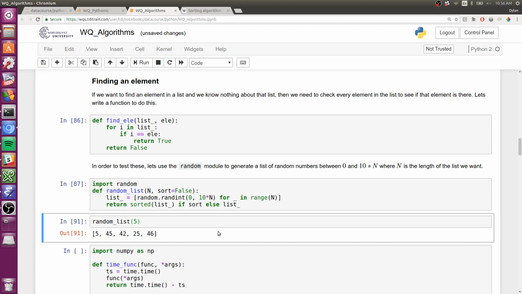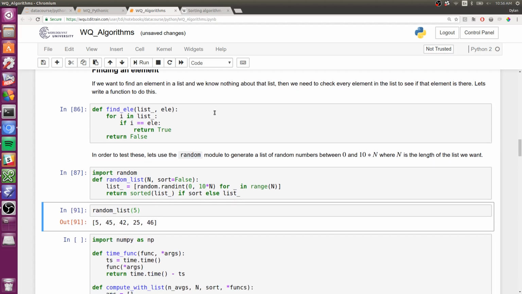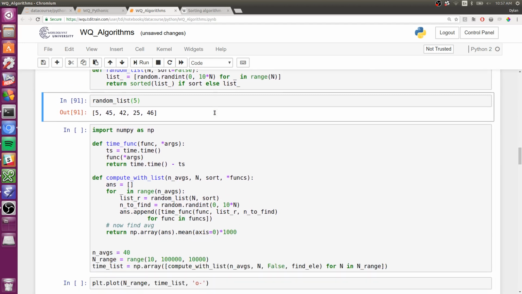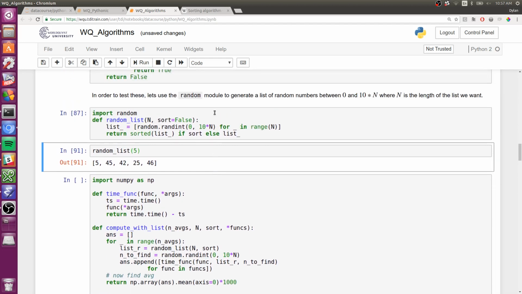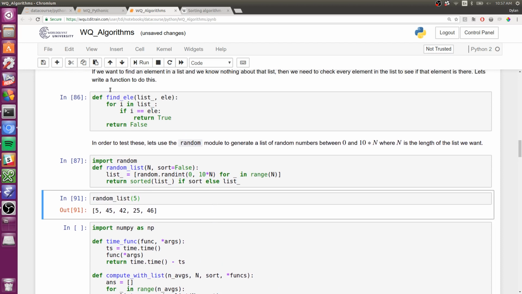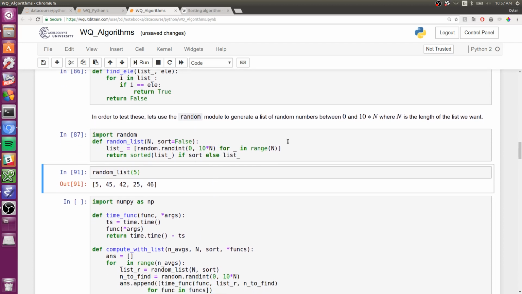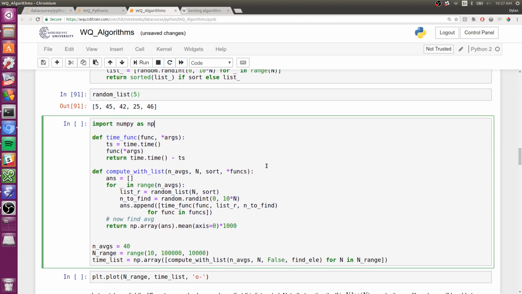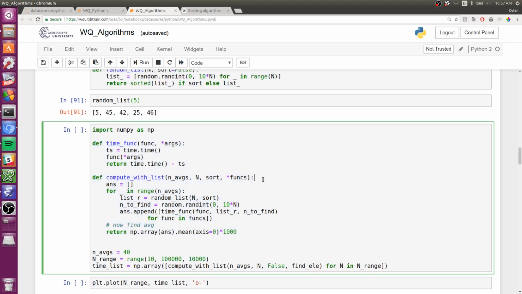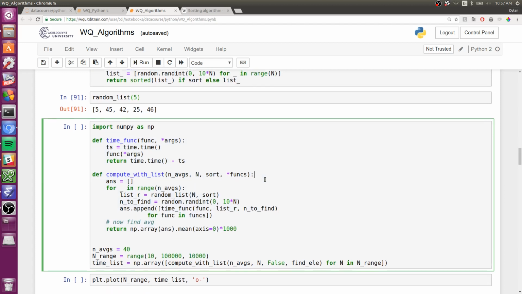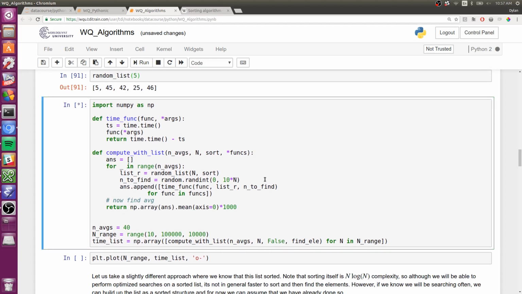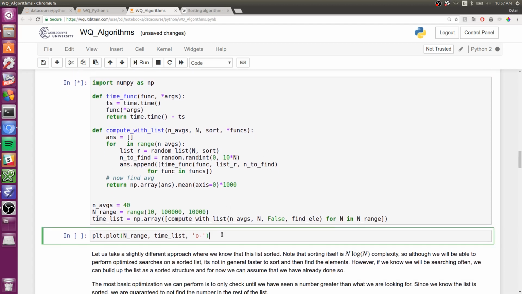You see it changes each time I run this. And we're going to compute, or try and see, how long it takes to find an element in a list, iterating through the list. So I'm not going to delve into this code. It's very similar to what we had before for benchmarking or timing. We call timing benchmarking sometimes. I'm just going to go ahead and run this.